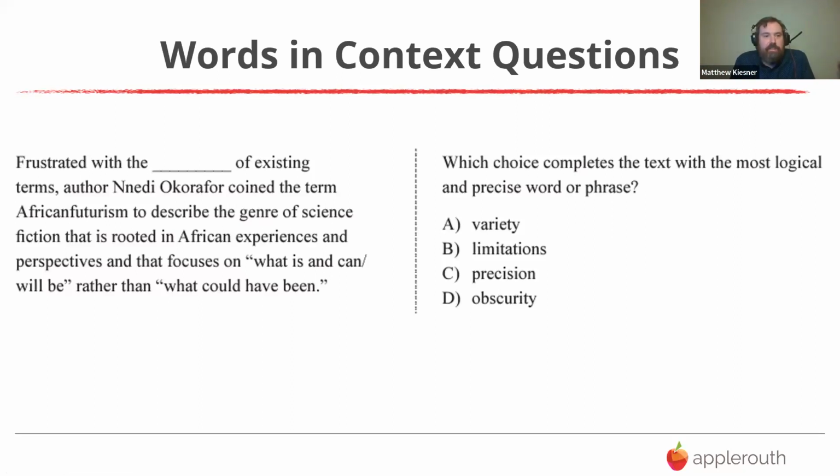Here we see that the author was frustrated, and you would be frustrated with probably either limitations or obscurity. But if it's a term, you can make an obscure term relevant, but this author coined a new term, so then it would have to be limitations, because they're saying that there wasn't a term out there.